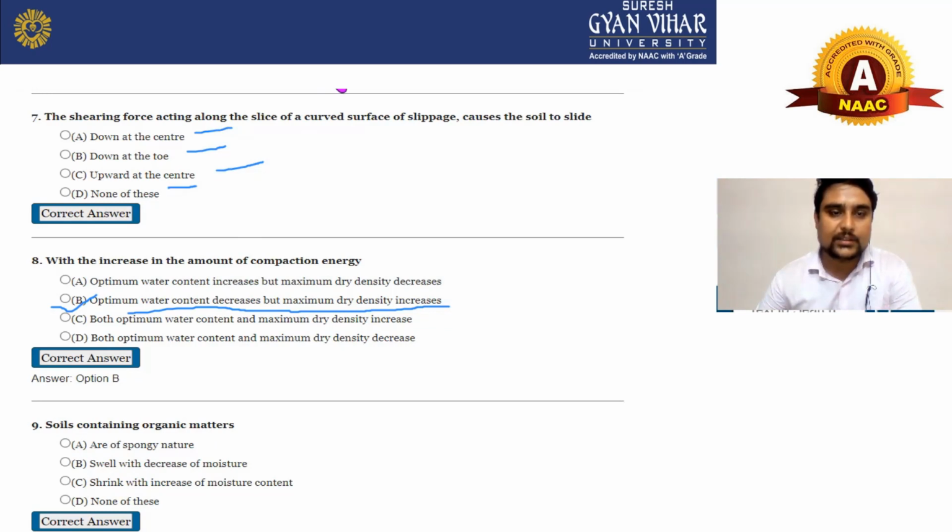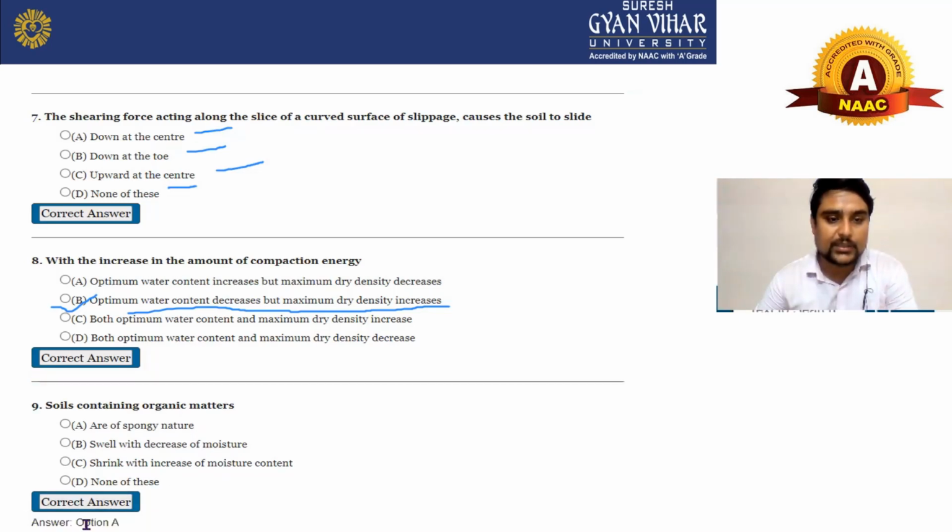Now come on the next question. Soil containing organic matter. What will be your right answer? A, are of sponge nature. B, swell with the decrease of moisture. C, shrink with the increase of moisture content, and D is given here none of these. Let's see what will be your right answer. Right answer will be A here.